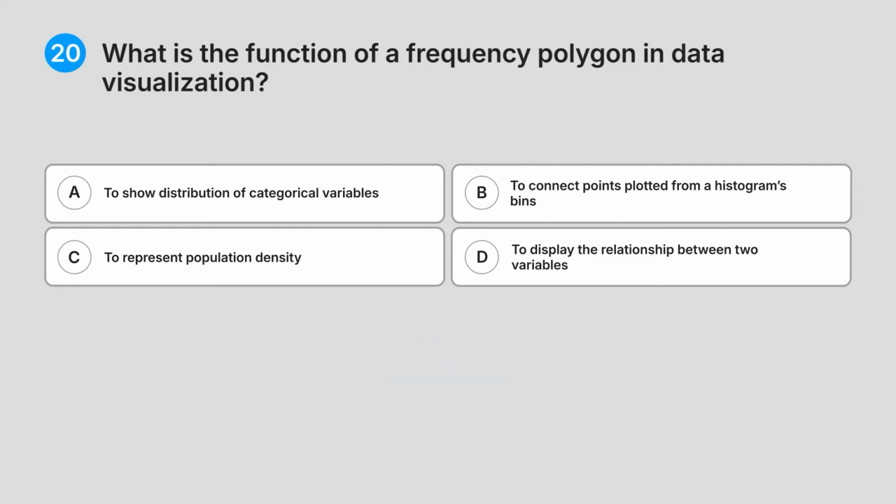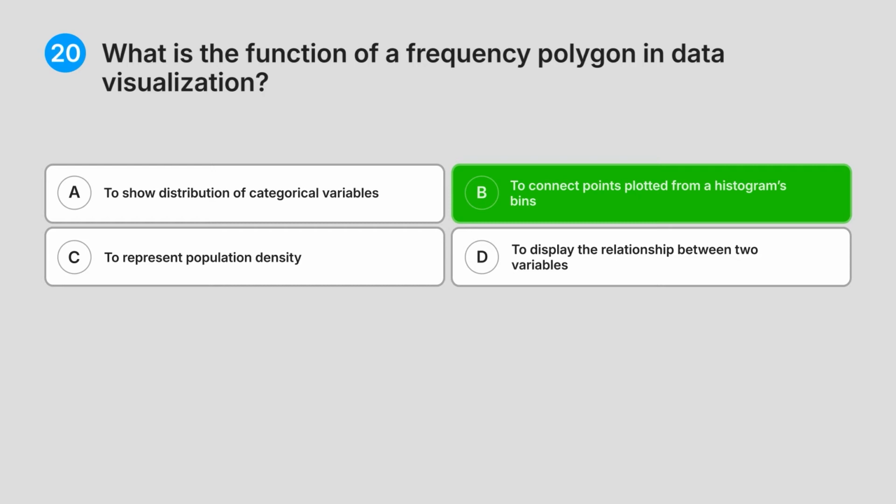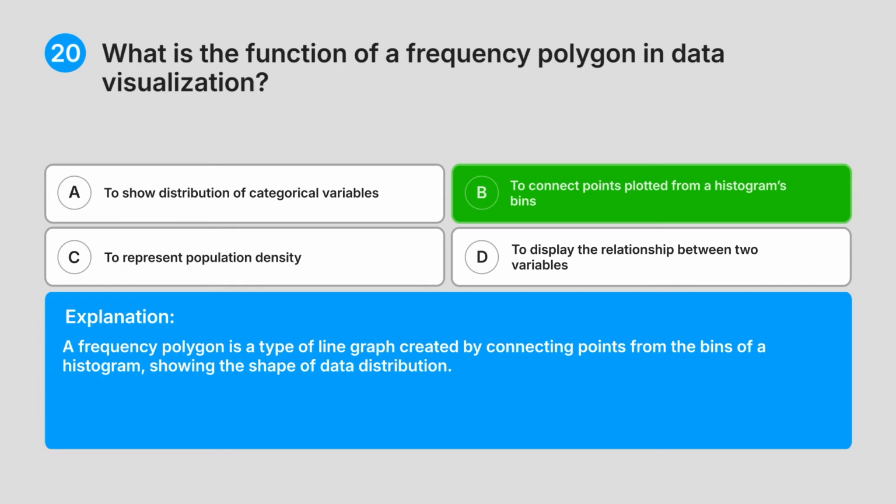Correct answer. B. To connect points plotted from a histogram's bins. Explanation. A frequency polygon is a type of line graph created by connecting points from the bins of a histogram, showing the shape of data distribution.